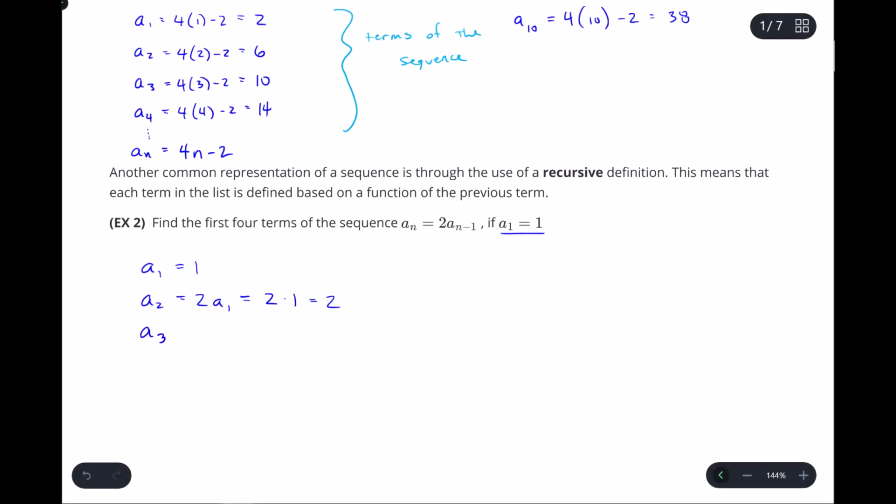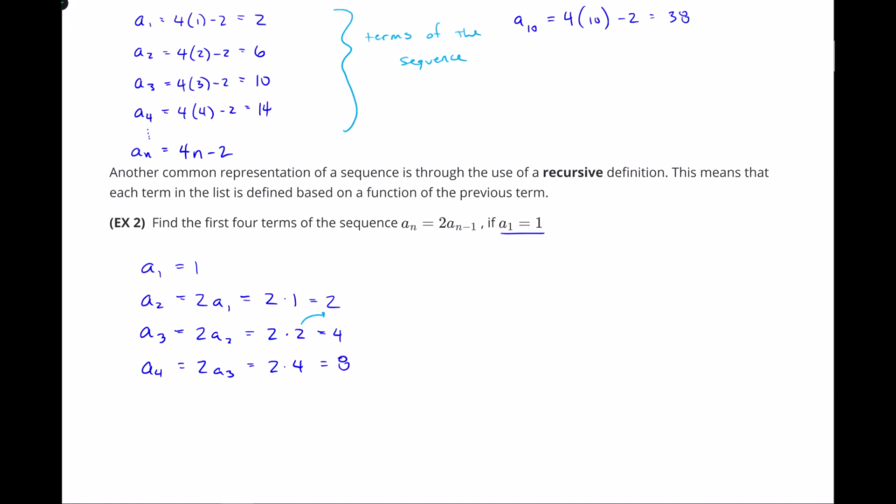The third value in the sequence would be 2 times the previous, so 2 times a sub 2, which would be 2 times 2 in this case because our previous value was 2. And that gives me 4. A sub 4 would be 2 times a sub 3, or 2 times 4 in this case, and that results in 8.